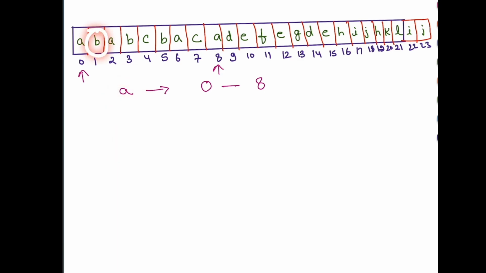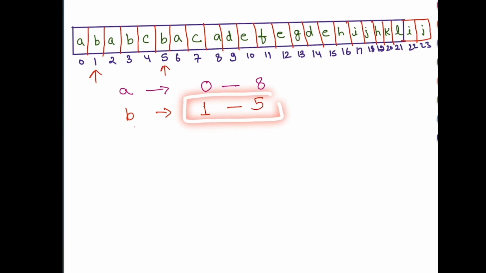What is my next character? It is B. So I will ask B, what is your range? B is telling me that I am starting from index 1 and I am going till index number 5. Now this data is telling me that you cannot create more than one partition starting from index 1 and ending at index 5, which means I will have to create a minimum partition of this size.